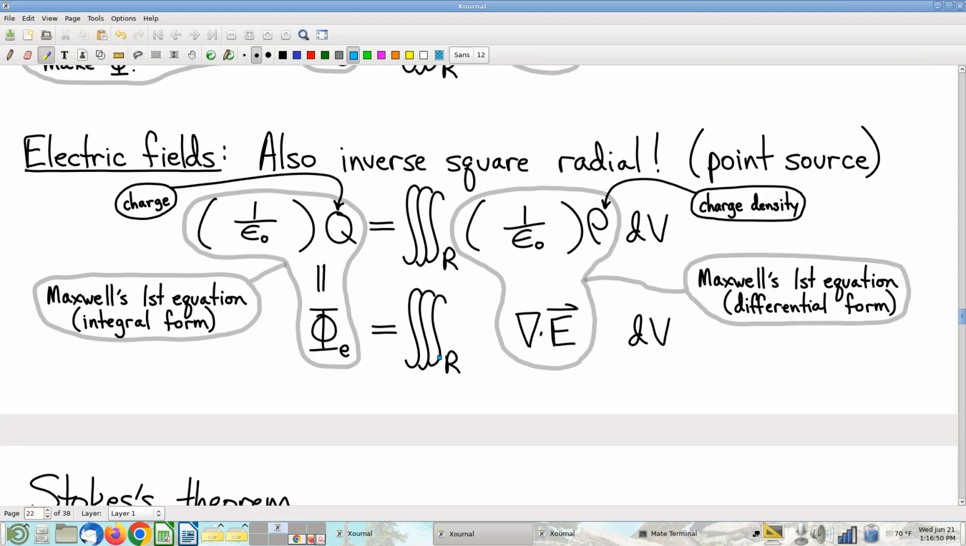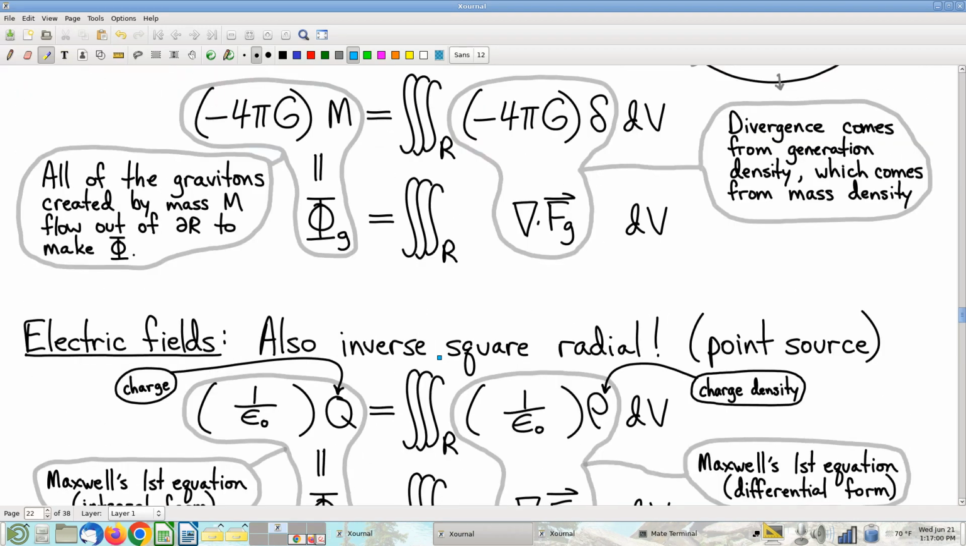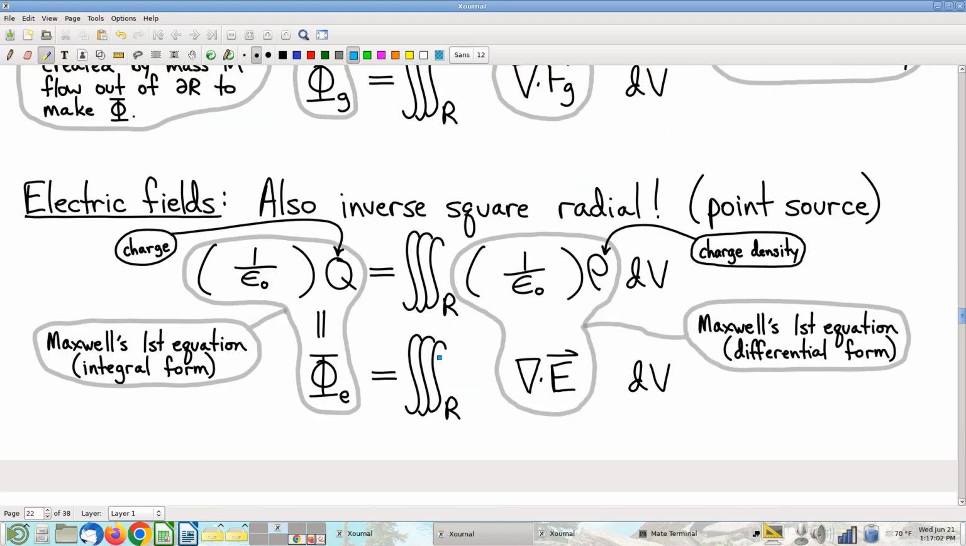You may notice this little arrangement of four algebraic objects and four equations looks a lot like this one up here. Lot like it, because electric fields, they're also inverse square radial. They look just exactly like gravitational fields. They point outward instead of inward. Fine, okay. So that's just a constant, right? That's the minus sign. No big deal. But structurally, they're inverse square radial. So all of the same arguments apply. And so we get this same powerful result.